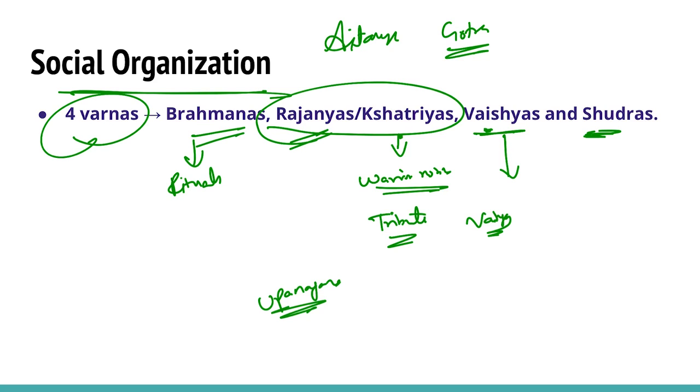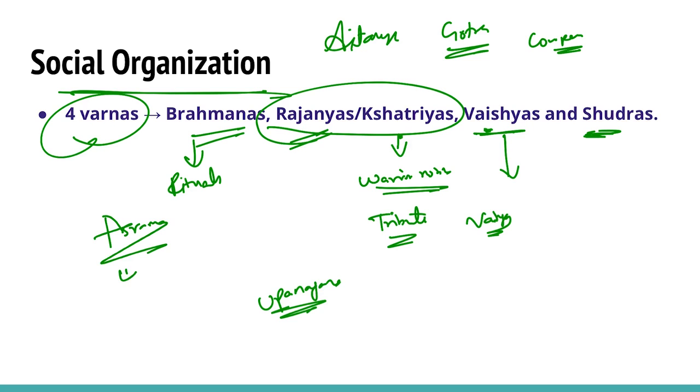Literally, this Gotra means the cow pen, or the place where cattle belonging to the whole clan are kept. But in later times, it signified descent from a common ancestor, and people began to practice Gotra exogamy, and no marriage could take place between persons belonging to the same Gotra or having the same ancestors.